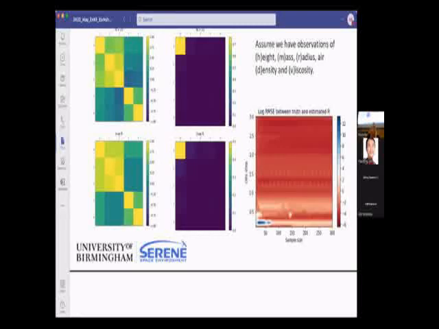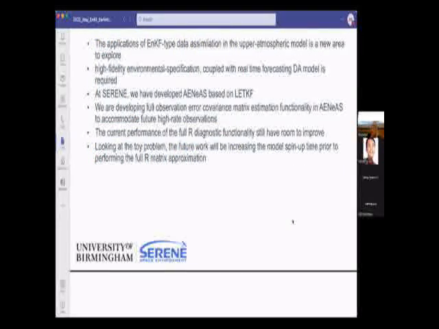So the idea here is that we should increase the spin up period in our model. Right now we run this model for only 1 day. We might need to increase it to 6 days to 1 week to get something close to this. So yeah, that is the current work that we are working on.